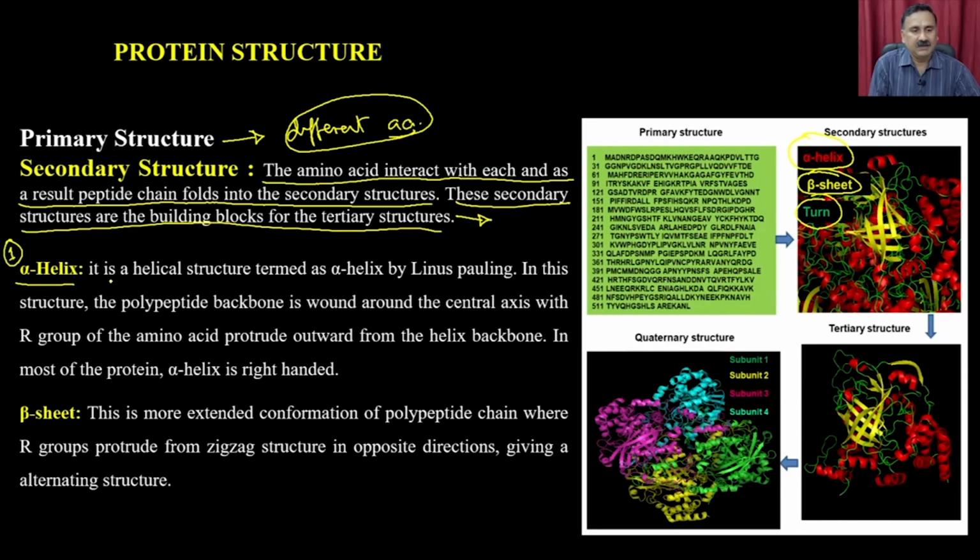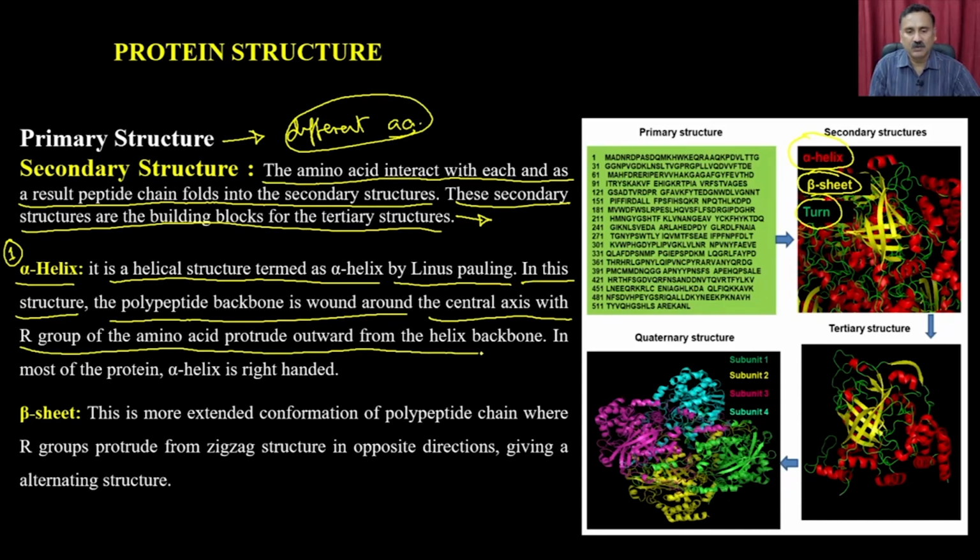So the first secondary structure is the alpha helix. It is a helical structure termed the alpha helix by the great scientist Linus Pauling. In this structure, the polypeptide backbone is wound around the central axis, with the R group of the amino acid protruding outward from the helix backbone. In most of the proteins, the alpha helix is right-handed. Okay, so you can have an alpha helix which is right-handed, or one which is left-handed, but all the amino acids are L amino acids. Mostly the alpha helix is right-handed in most of the proteins present in biological systems.